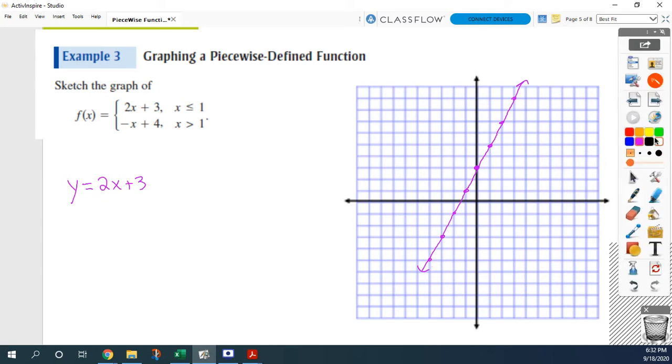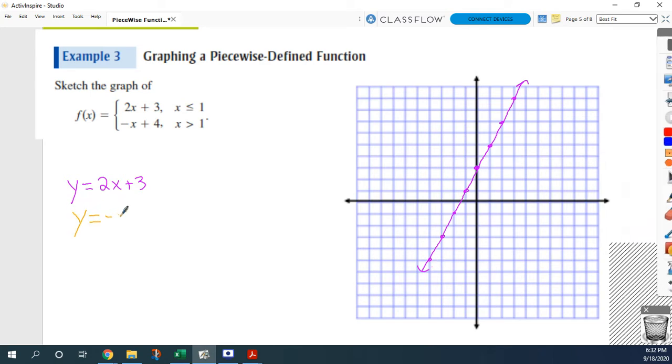And then our second piece is going to be y equals negative x plus 4. Again, it's in slope-intercept form, so we're going to go up to 4, but this time we have a negative 1 as our slope. So our graph, again, pretending that my line is nice and straight, would look something like that.